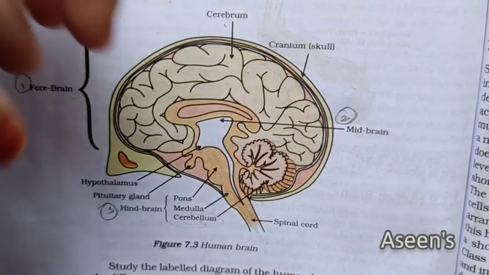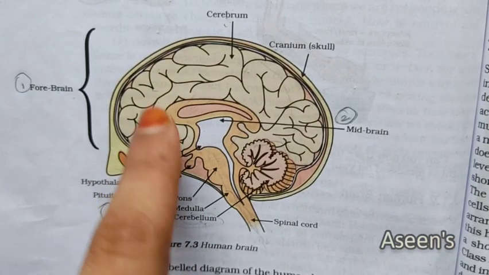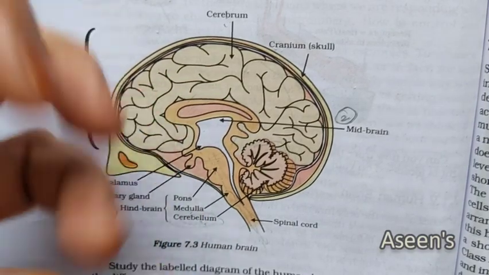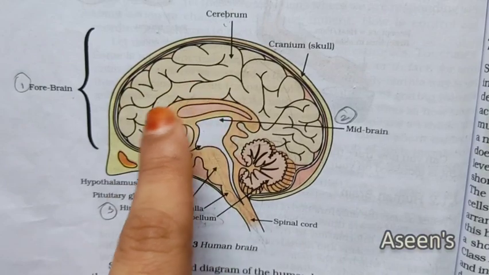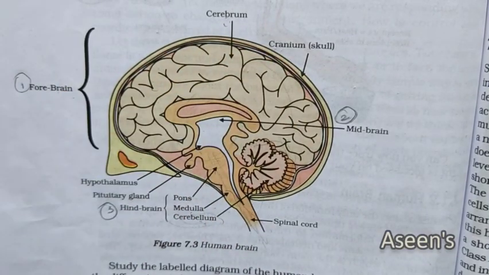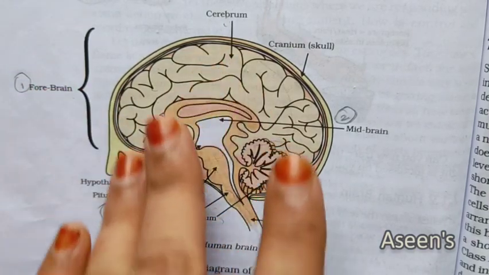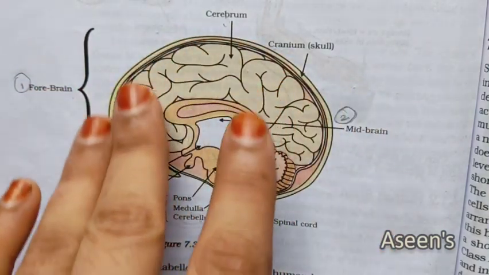So you can see the convolutions over here, right? Whatever you can see, it looks as if the foldings; we call them convolutions. This comes under your forebrain. Your forebrain has a part called cerebrum. This part is the cerebrum.